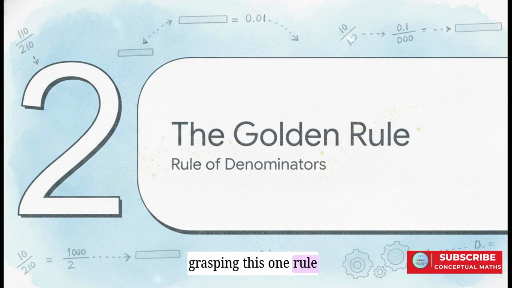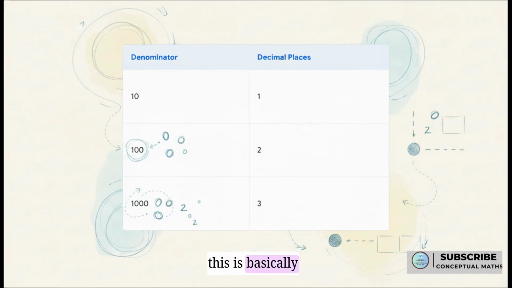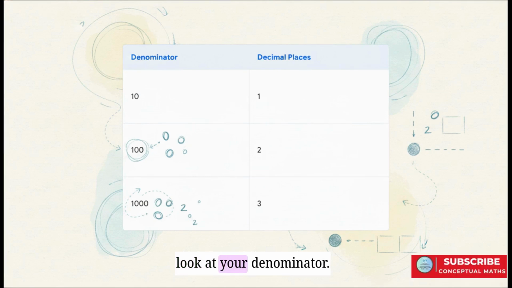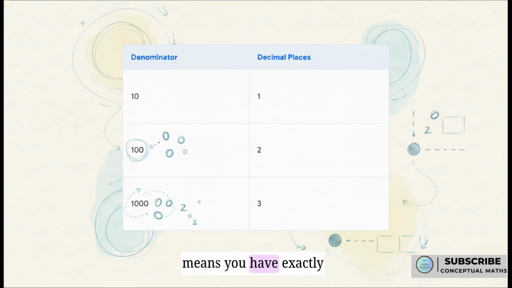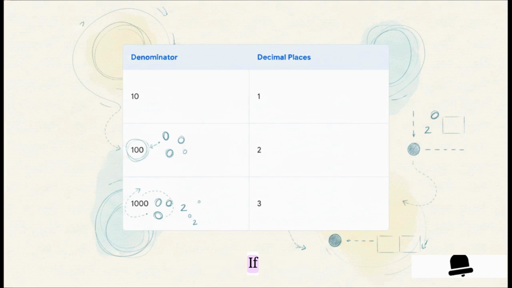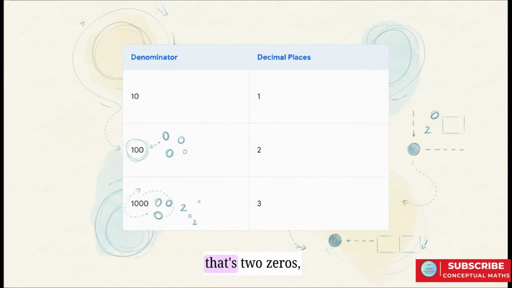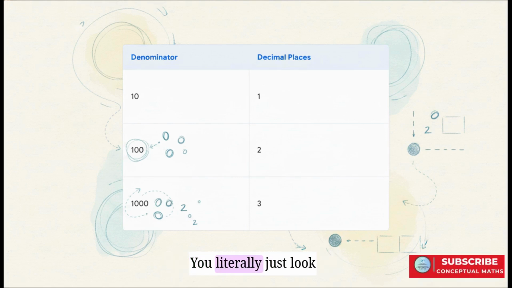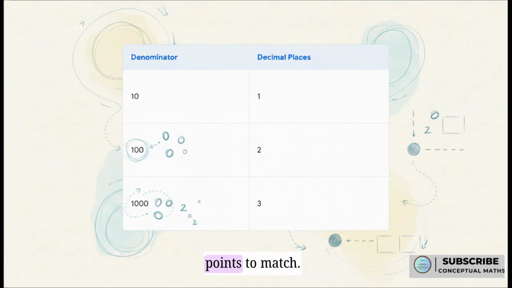Moving on to section 2, the golden rule of denominators. Seriously, grasping this one rule is going to save you so much time. Okay, this is basically a cheat code. It's all about counting the zeros. Just look at your denominator. If it's a 10, there's 1 zero, right? Which means you have exactly one decimal place. If the denominator is 100, that's 2 zeros, so you get 2 decimal places. And if it's 1,000 with 3 zeros, you guessed it, exactly 3 decimal points. You literally just look at the bottom number, count the zeros, and set up your decimal points to match.